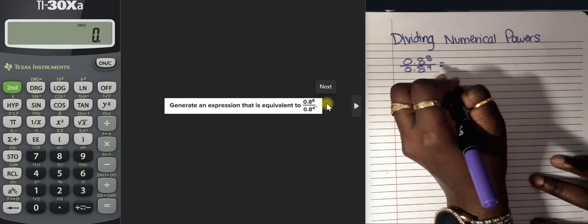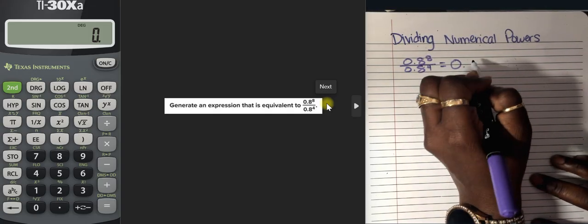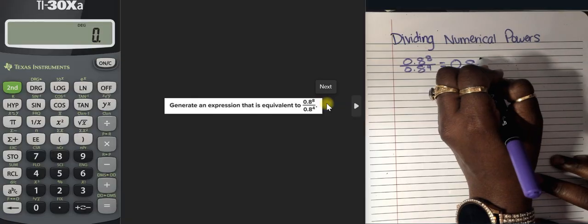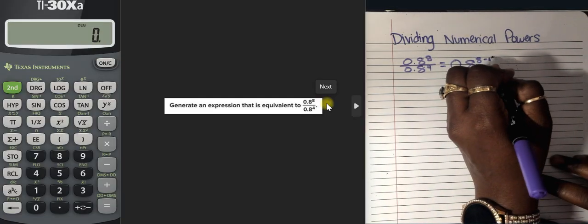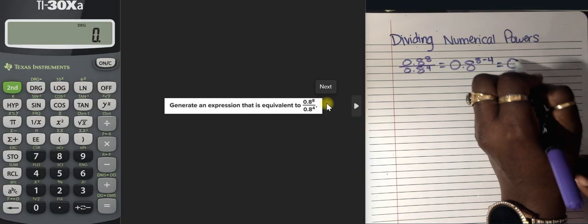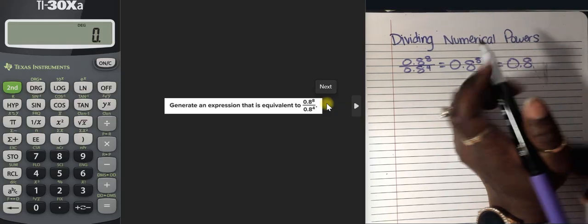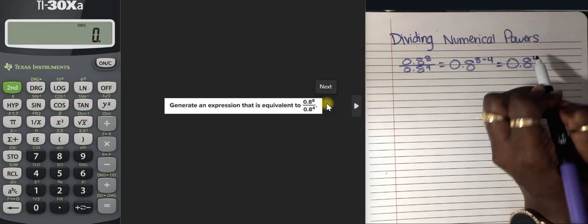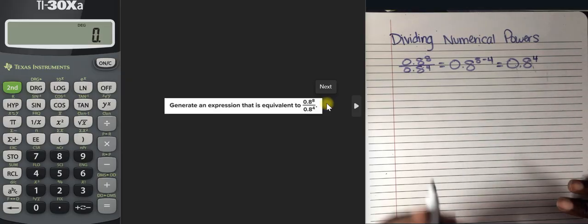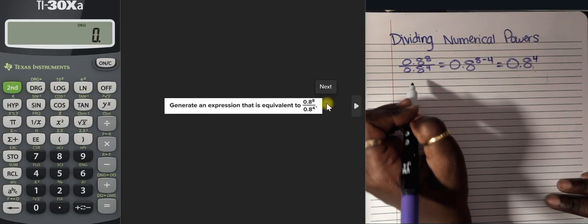What that would look like is 0.8, and you take the powers: 8 minus 4, which gives us 0.8 to the fourth power. Let me show you what that looks like.